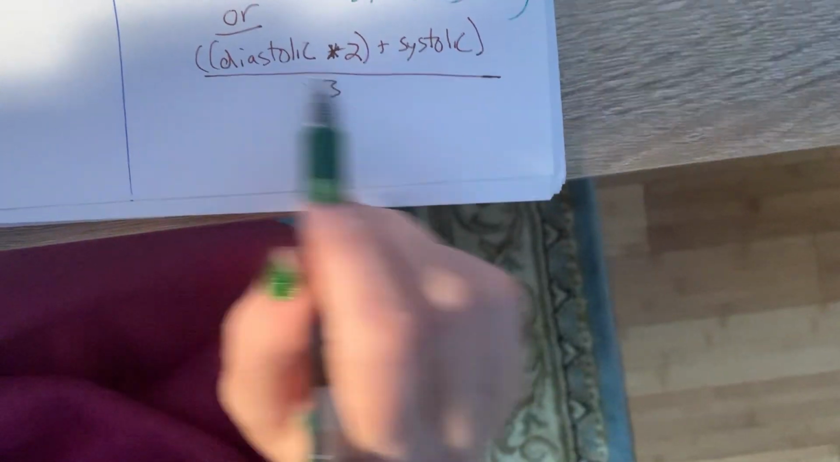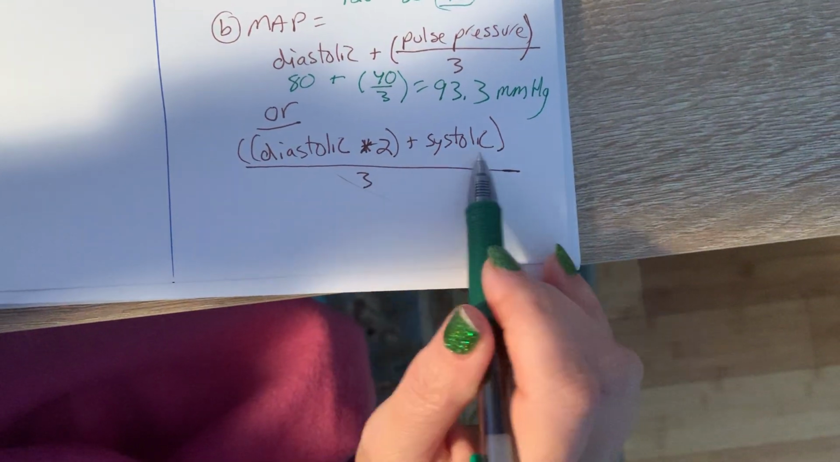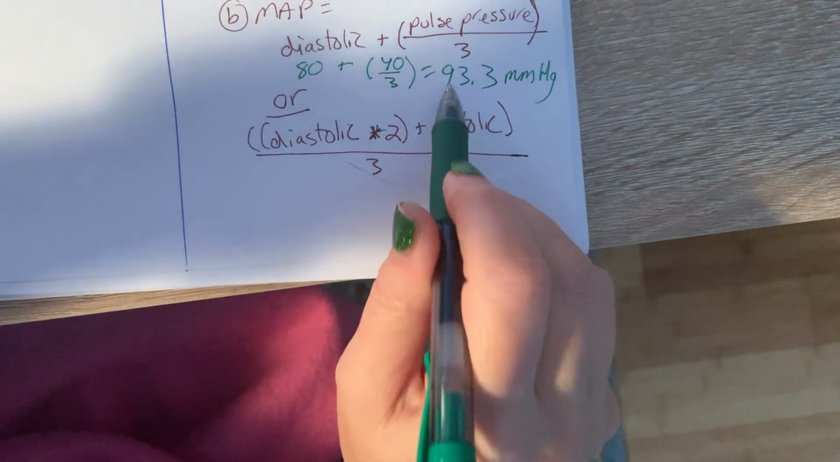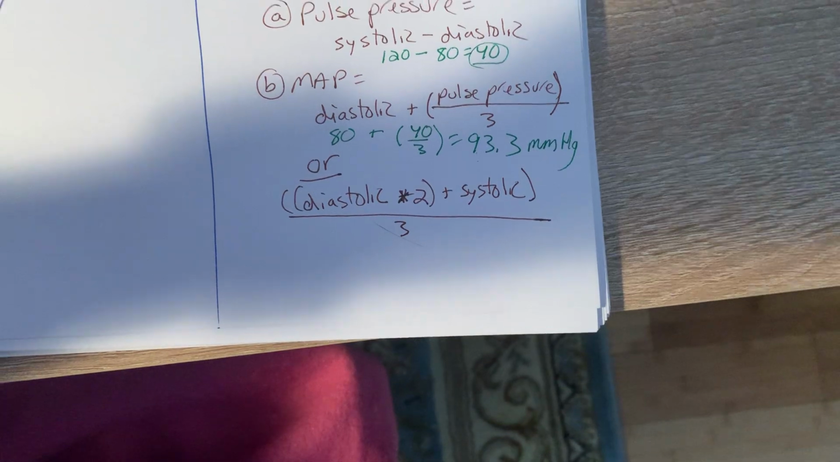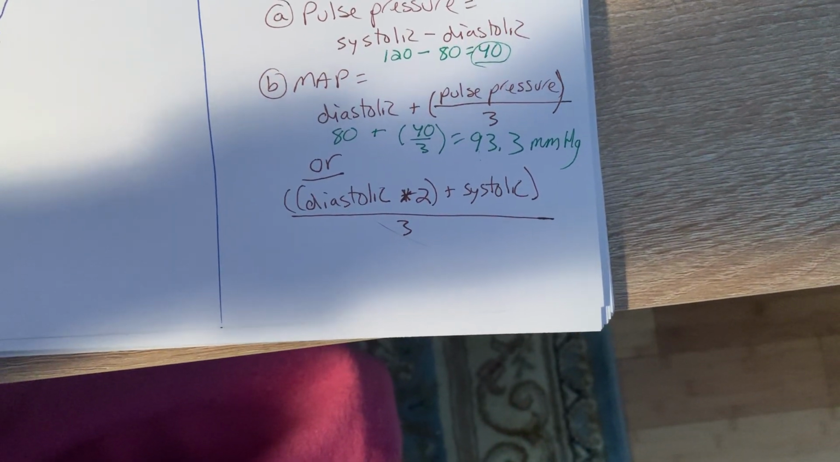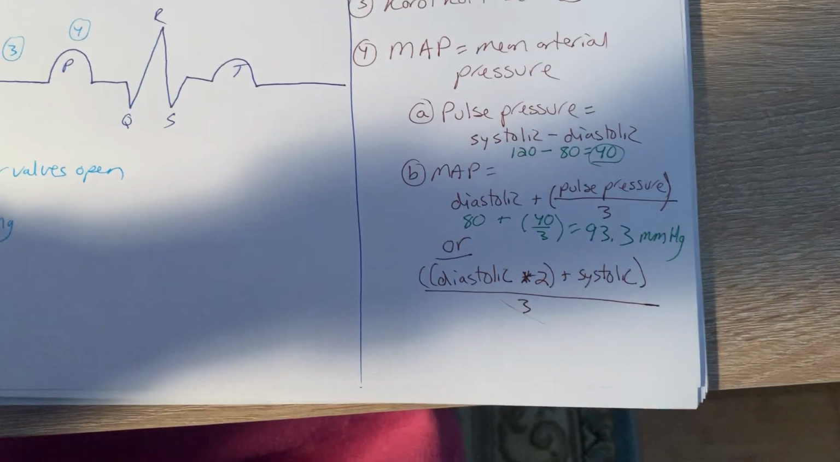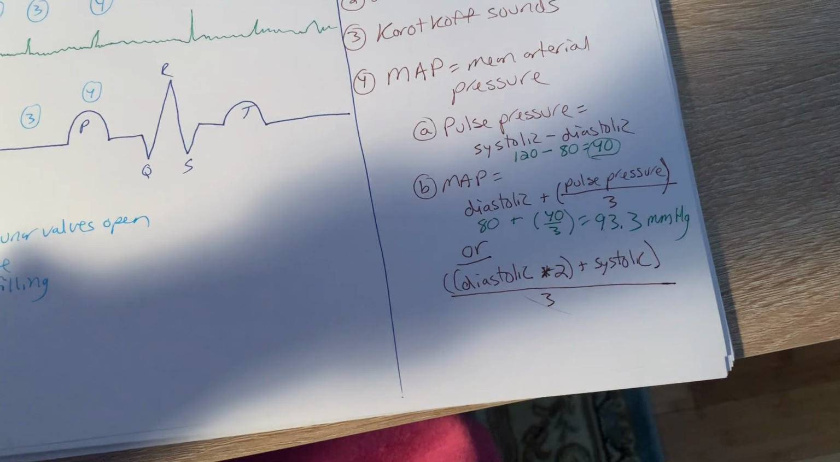Now try plugging it into this equation, where we just do the diastolic pressure times 2. Then we add in the systolic pressure. Then we divide all of that by 3, and you should come up with 93.3. And then you can choose whichever version you like better, whichever one you remember. It doesn't matter how you get to the right answer, as long as you get there. That's good. So that is it for lab today, or this whole week, really.